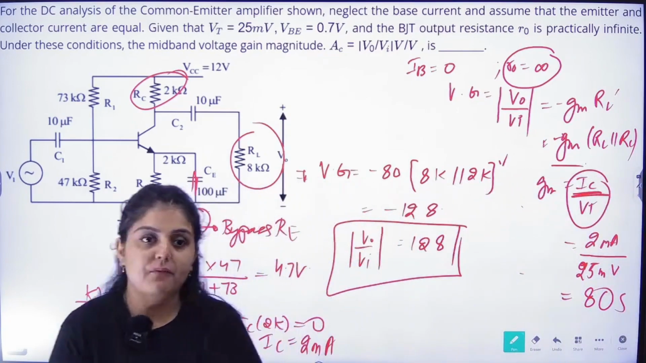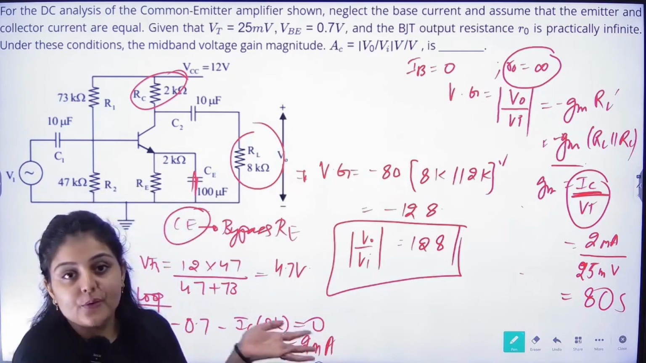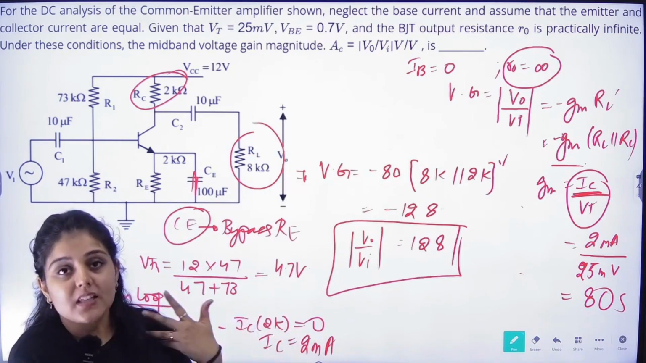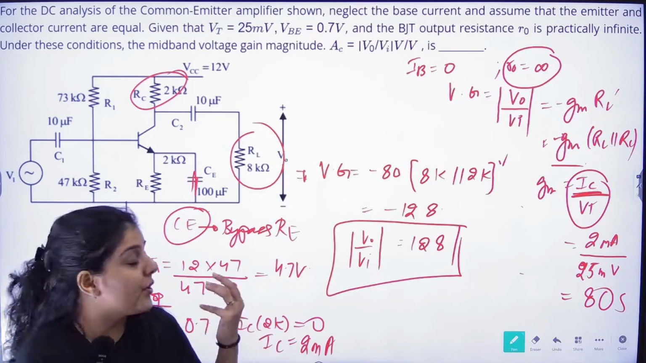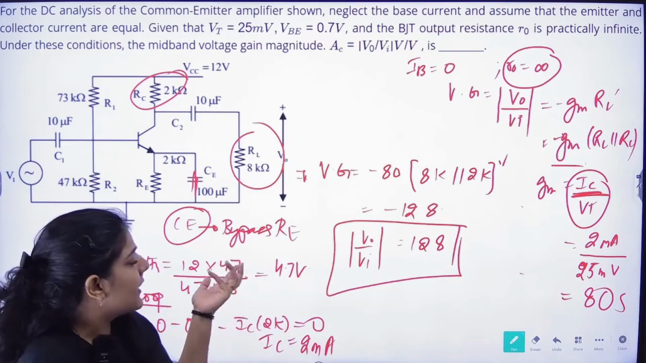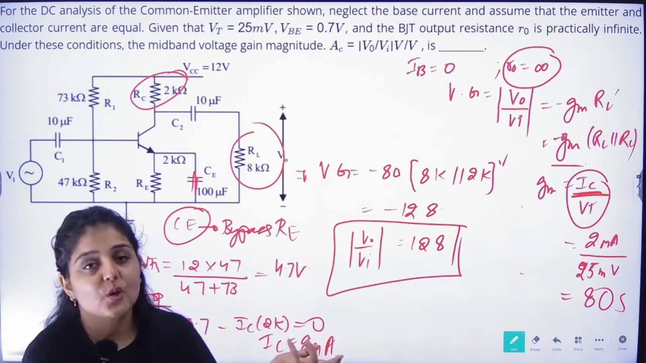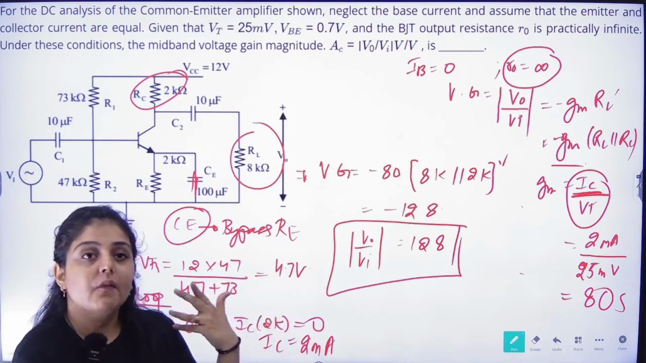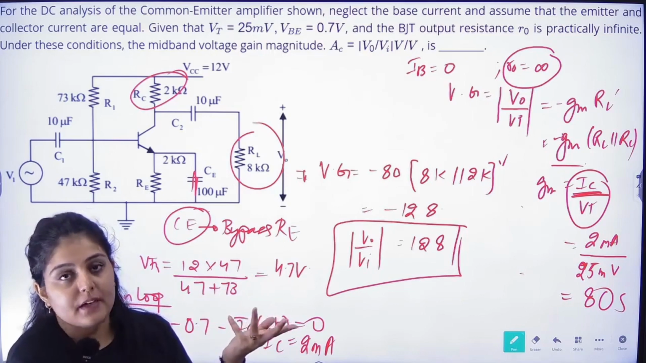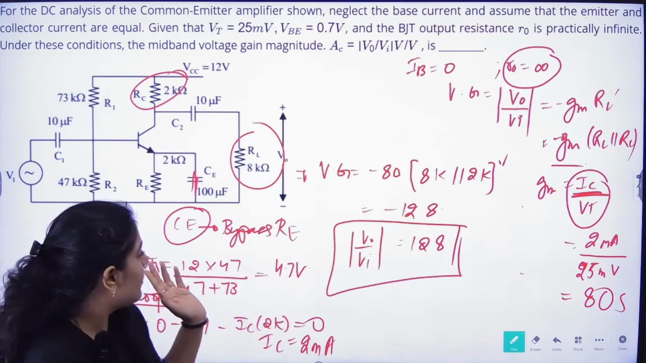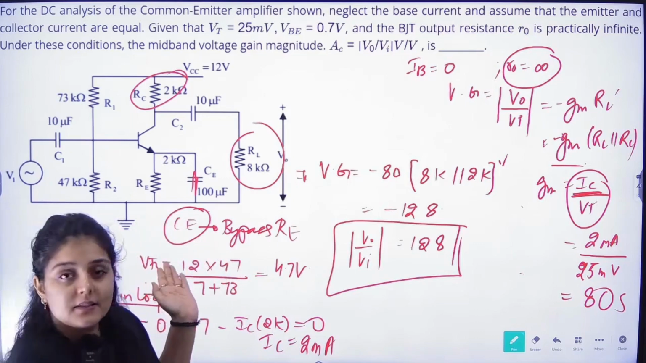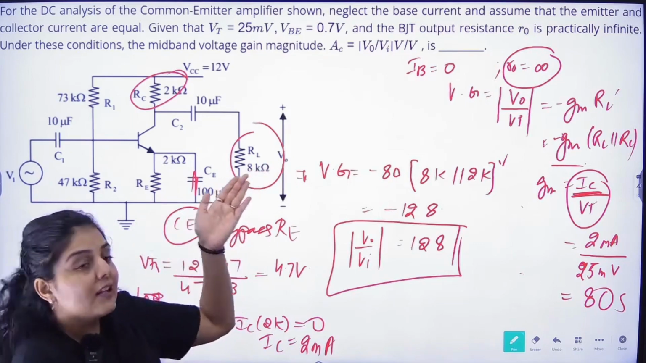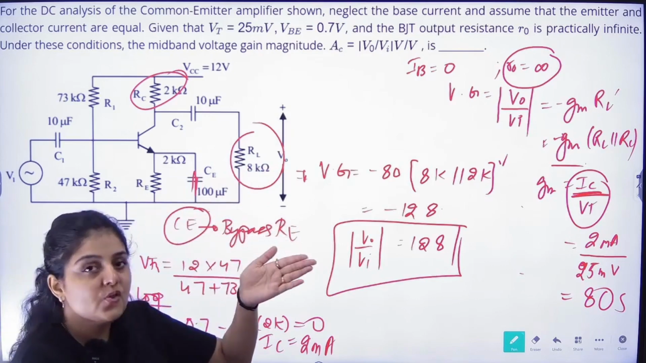In this case there is no need to find the configuration as well, because they have directly given us the configuration. This is common emitter, right? If the common emitter is directly given to us, then we should know whether it is bypassed or not bypassed, because we have two different formulas for bypassed and not bypassed. This is a bypass RE case. In the bypass RE case, the gain is very easy to remember: minus GM RL.